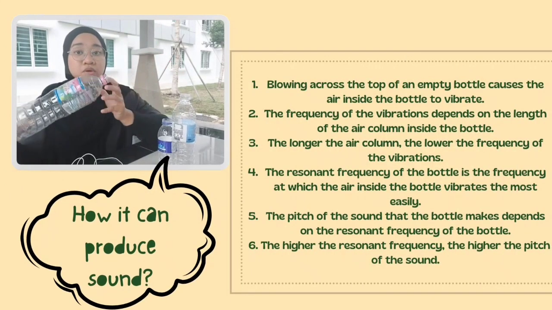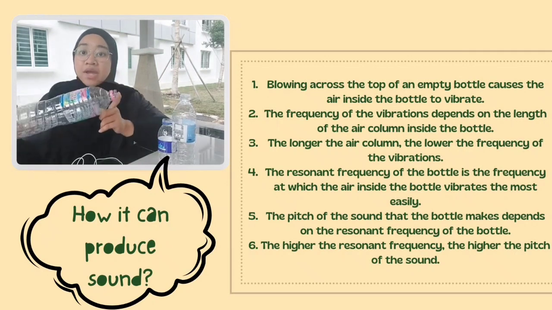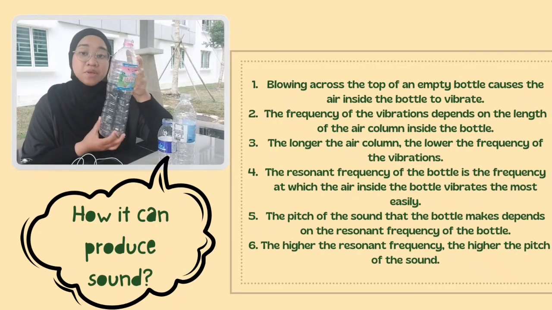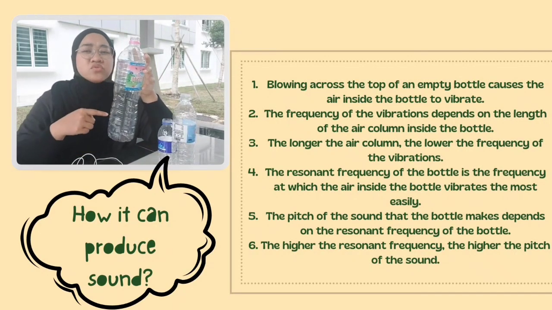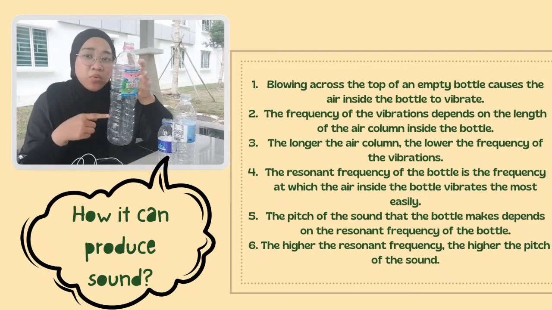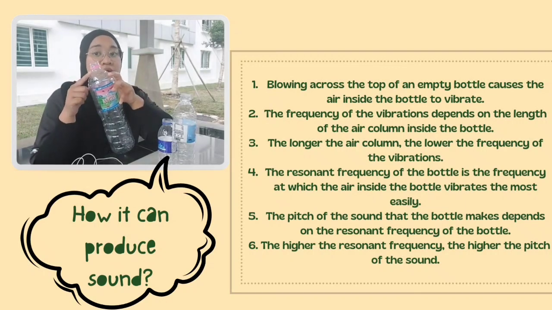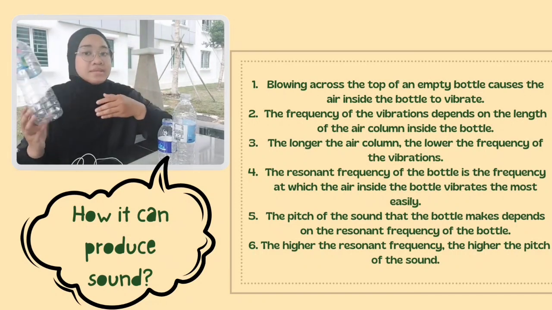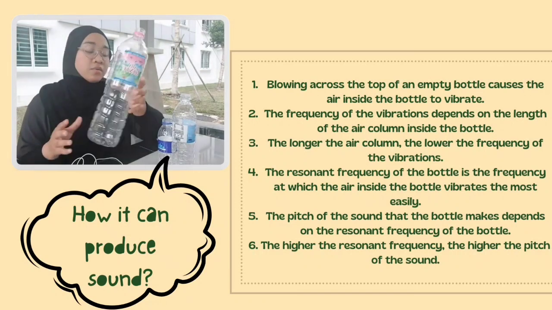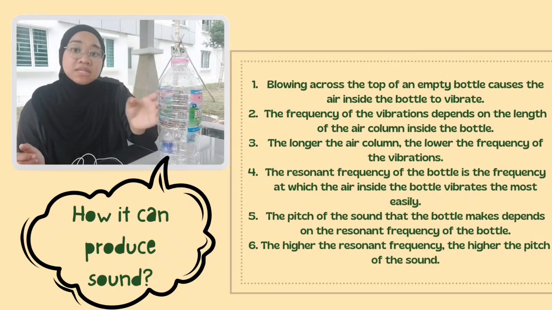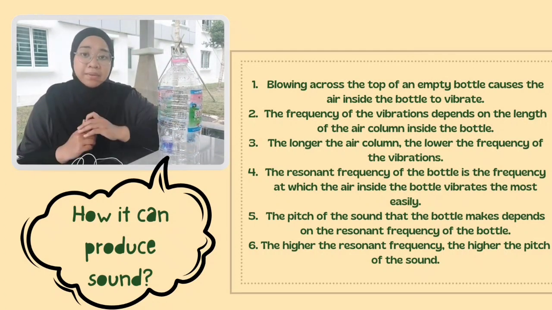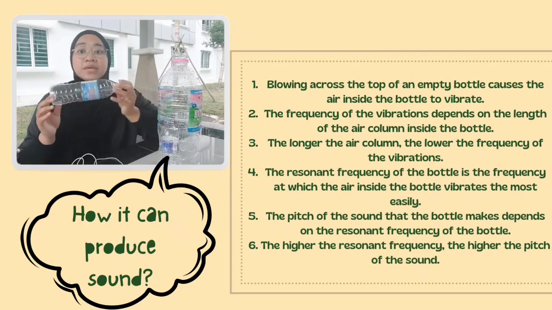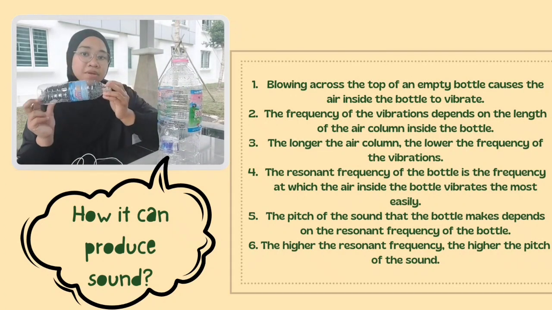When you blow across the top of an empty bottle, the air inside the bottle vibrates. This is because the air is being forced to move by the stream of air you are blowing across the top of the bottle. The frequency at which the air vibrates depends on the length of the air column inside the bottle. The air column inside the bottle is like a closed-end pipe. A closed-end pipe is a pipe that is closed at one end and open at the other.